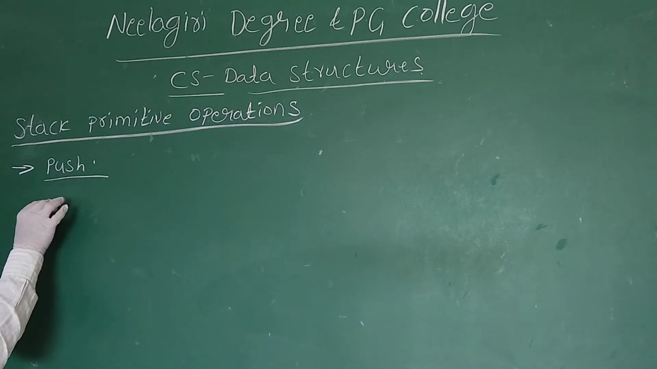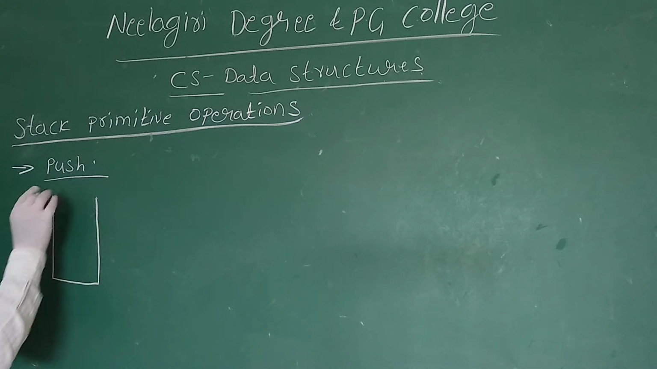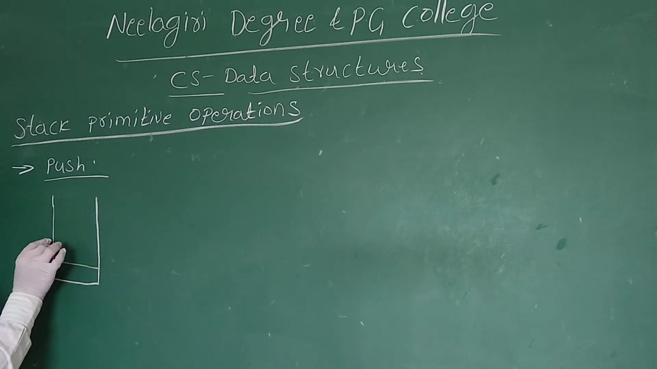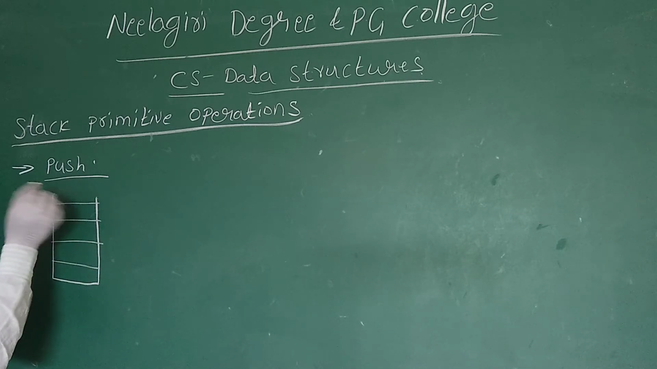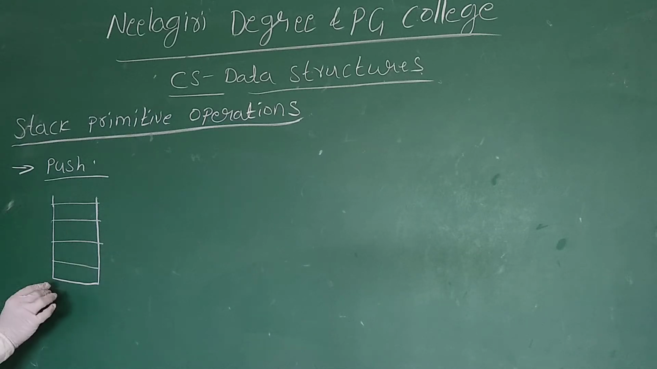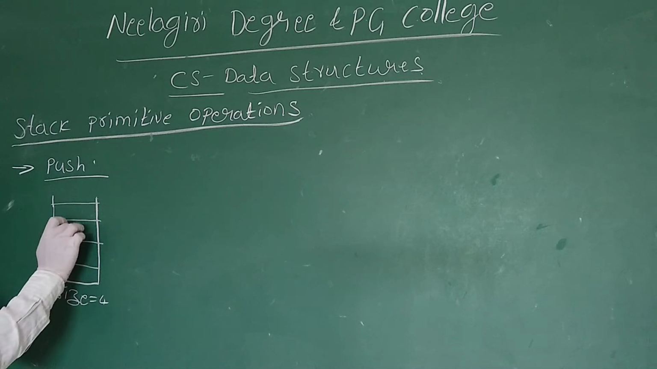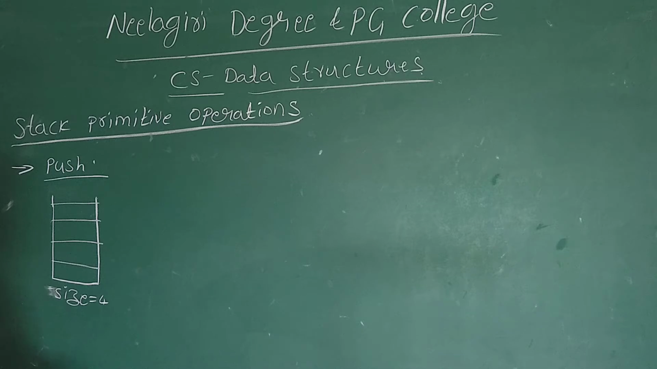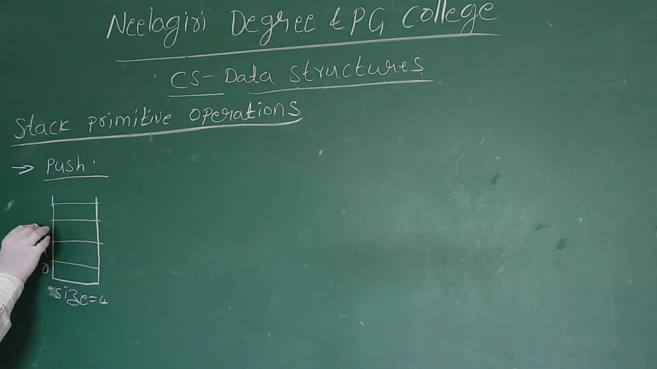See, for example, this is a linear data structure, that is, a stack. Say the size of this linear data structure is 4, that is, n is 4. That means we can insert 4 elements into the stack. Here, this is the 0th position, this is the first position, this is the second position, this is the third position.